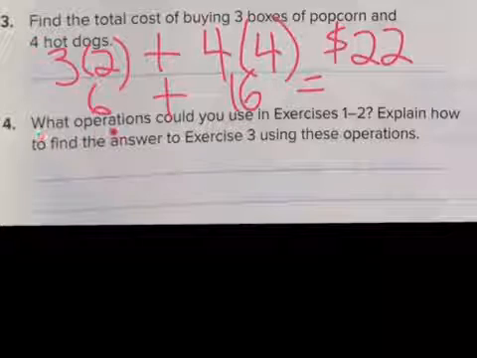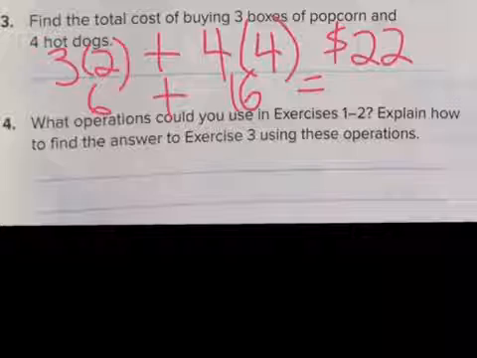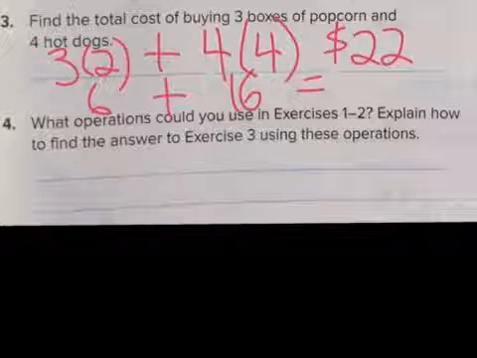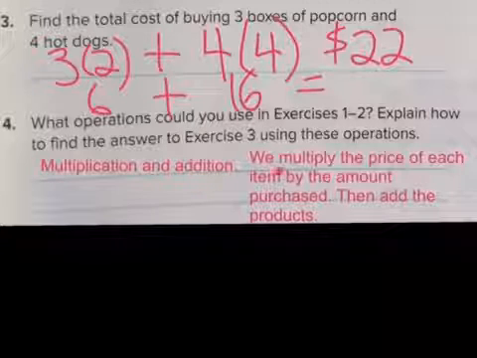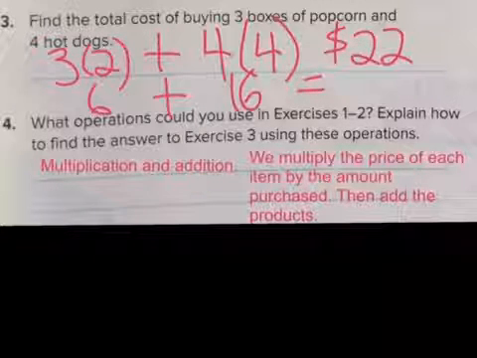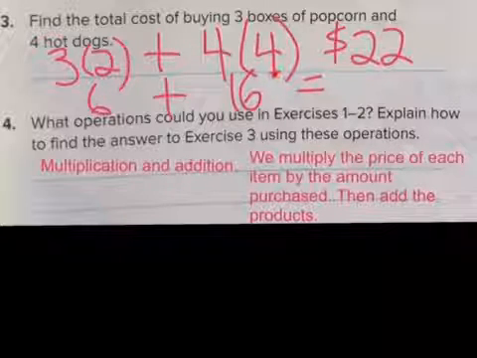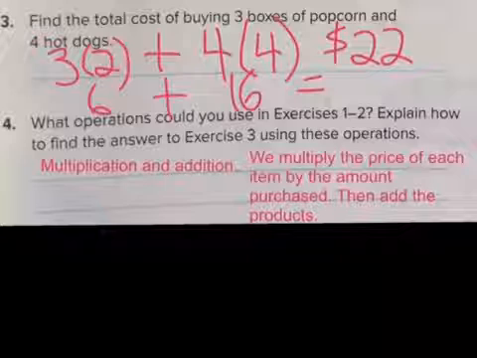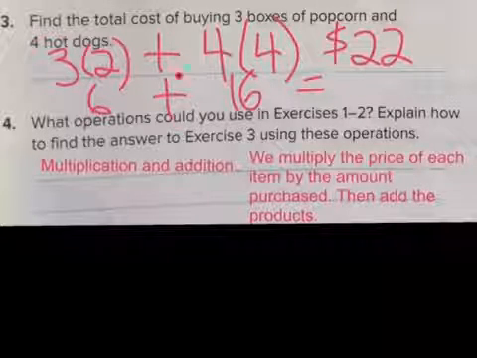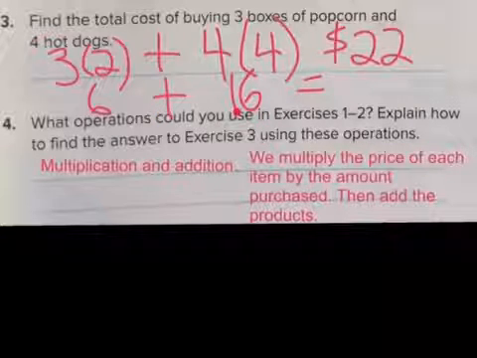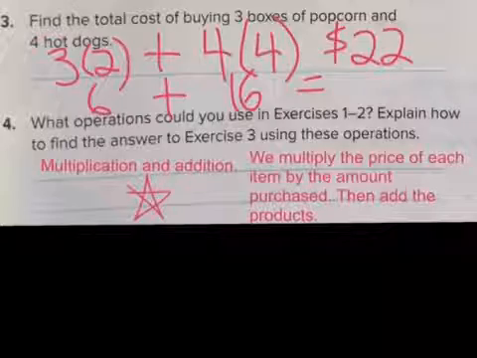Number 4. What operations could you use in exercises 1 and 2? Well, we know that the first time we did addition and then the second time we did multiplication. So multiplication and addition work. We multiply the price of each item by the amount purchased. So we purchased 3 at $2, we're multiplying it, and we purchased 4 at $4. So we multiply them and then we add the products. Whatever product I get from here, which I got 6, I will add to the product I got here, which was 16. And I get my 22. Please copy all this down. This is a key answer.